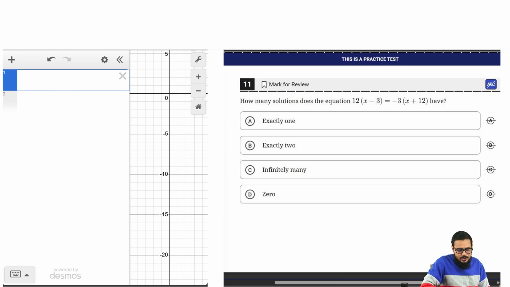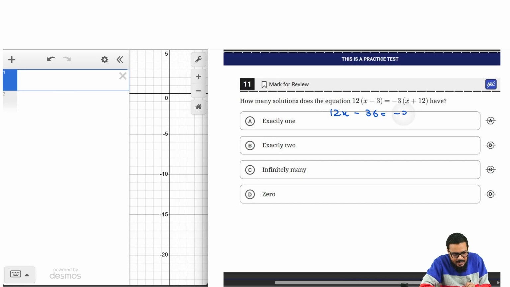How many solutions does the equation 12 times x minus 3 have? Even if you expand it, there's no need to expand it, but just to understand what is happening in the question, 12 times x, that's 12x, 12 times 3, that's 36, equals minus 3x, and then 12 times minus 3 is minus 36.